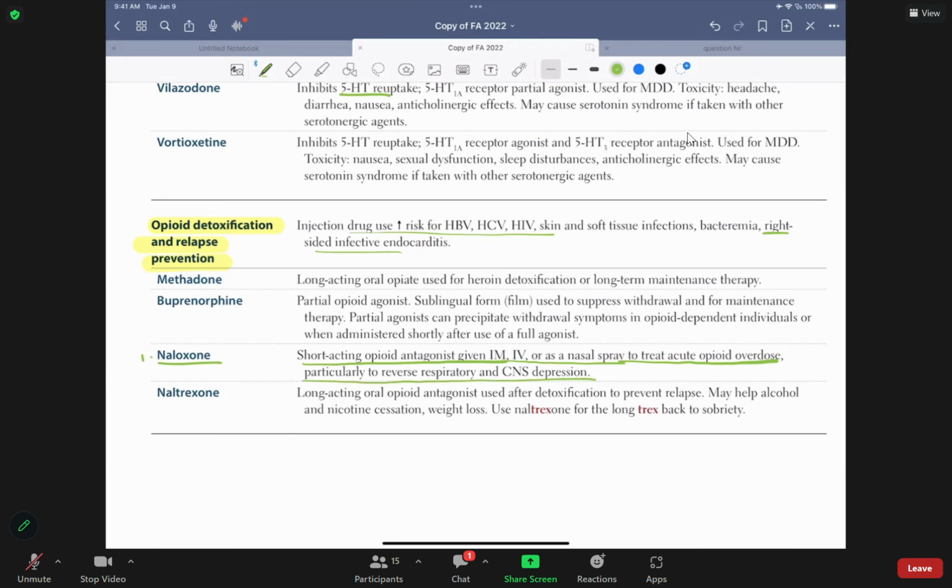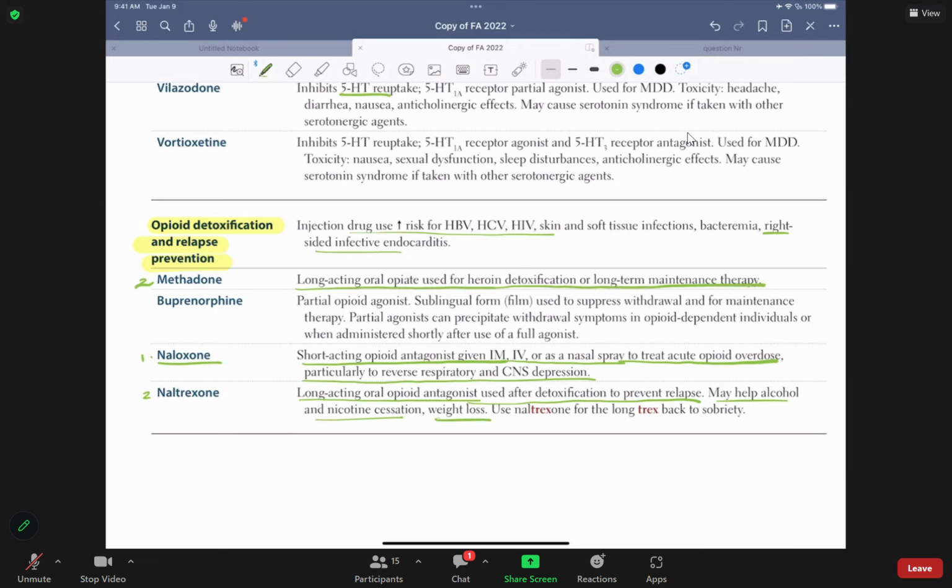So we give that medicine. Then we go for naltrexone, which is a long-acting oral opioid antagonist used after detoxification to prevent relapse. So you have to give that. May help alcohol and nicotine cessation, weight loss, and stuff. Sometimes we also use methadone. I'm going to put number 2 on that too. It's also a long-acting oral opioid used for heroin detoxification or long-term maintenance, folks, okay?